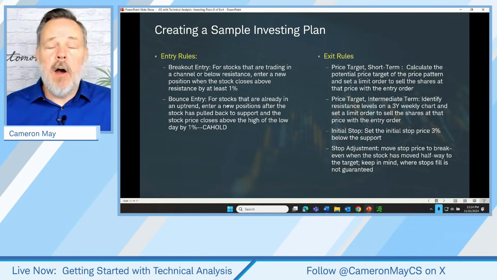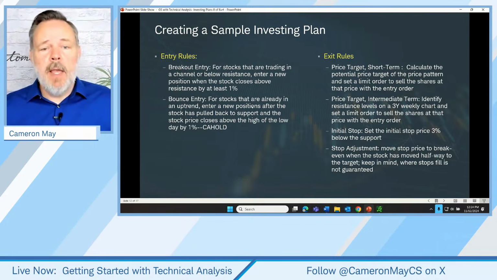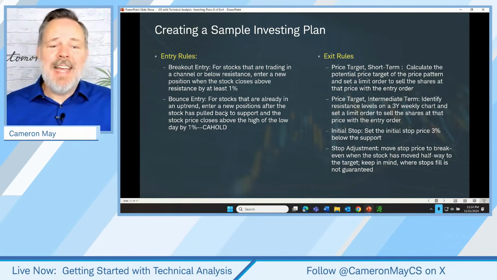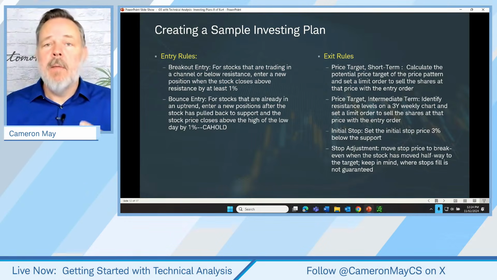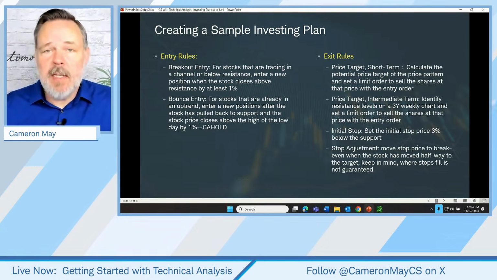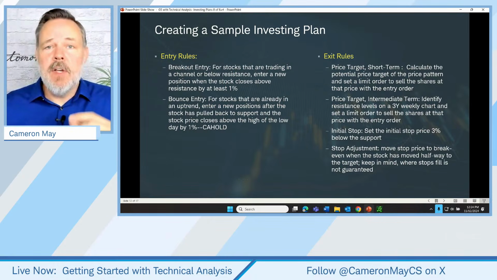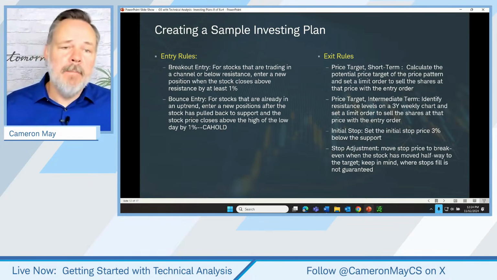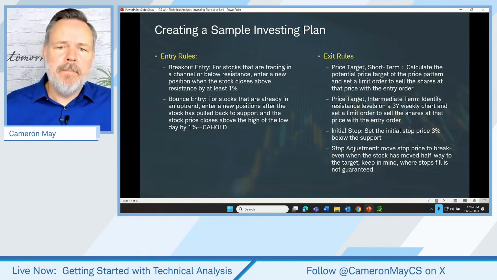Or a bounce entry. This is for stocks that are already in an uptrend, and we enter new positions after the stock has pulled back down to support and the stock price closes above the high of the low day by, again, let's say at least 1%. The acronym that we use here is CAHOLD, which is a close above the high of the low day, CAHOLD. So that's our entry rule.